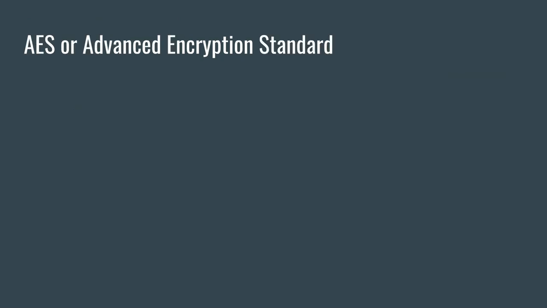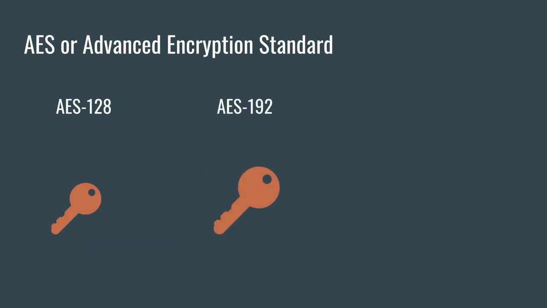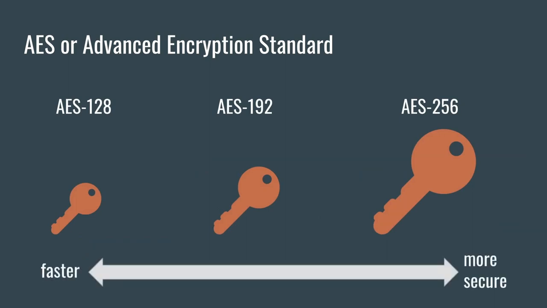The most popular algorithm for this right now is AES, or the Advanced Encryption Standard. This comes in several different flavors depending on the key size. So AES-128 uses a 128-bit key, 192 uses a 192-bit key, all the way up to 256, which uses a 256-bit key. In general, with all these encryption algorithms, smaller keys are going to be faster to compute. Larger keys are going to result in more secure algorithms.